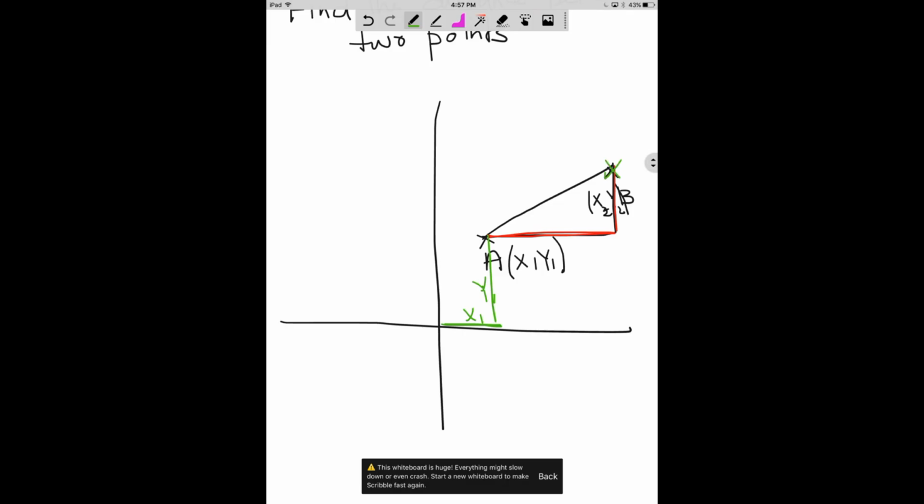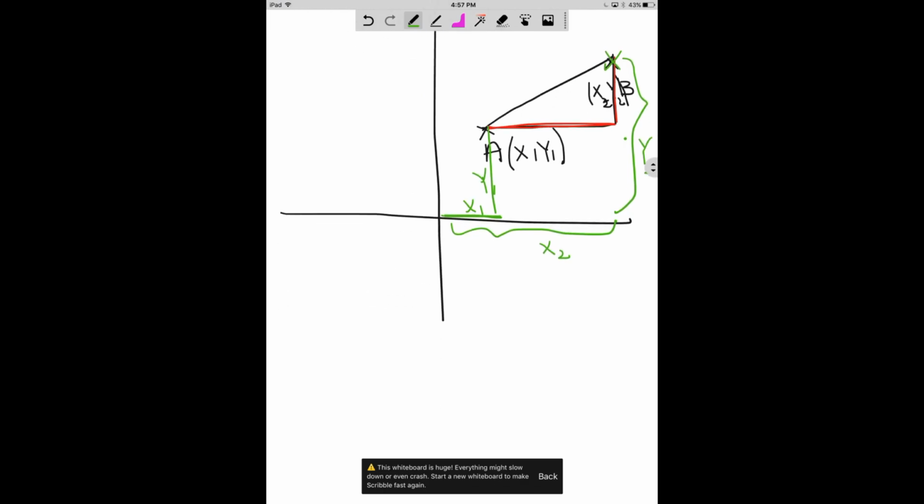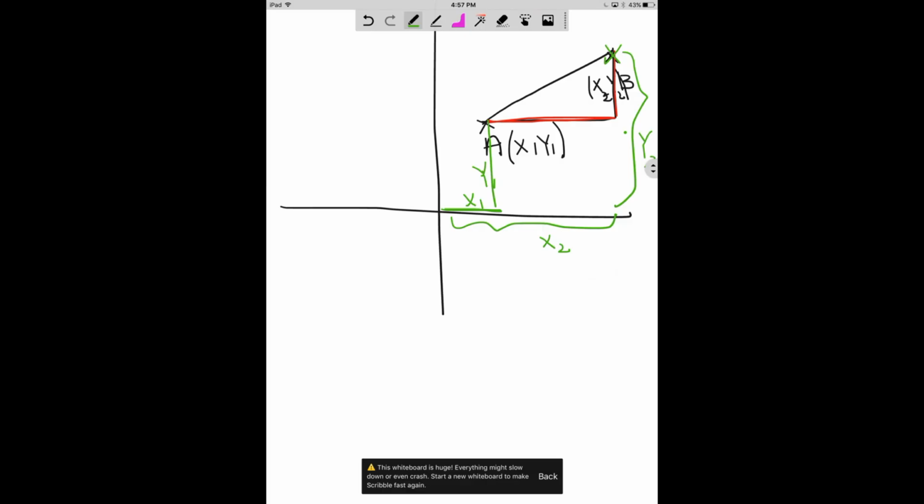Say x1, y1 means the distance from the origin to A. The horizontal distance from origin to A is x1, vertical distance y1. And what is the point x2 means? X2 is the horizontal distance of that point from the origin and perpendicular distance from origin to that point, that is x2, y2.